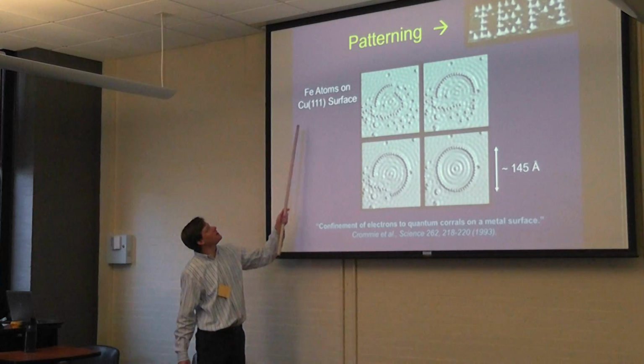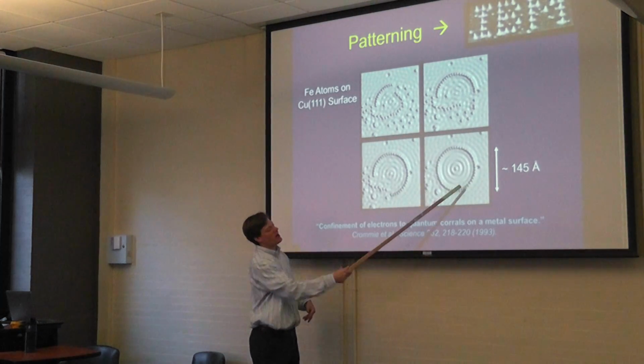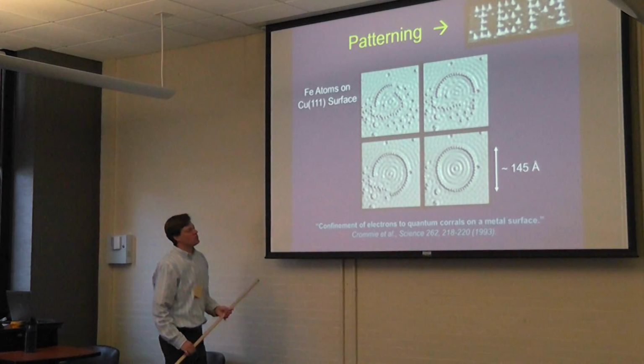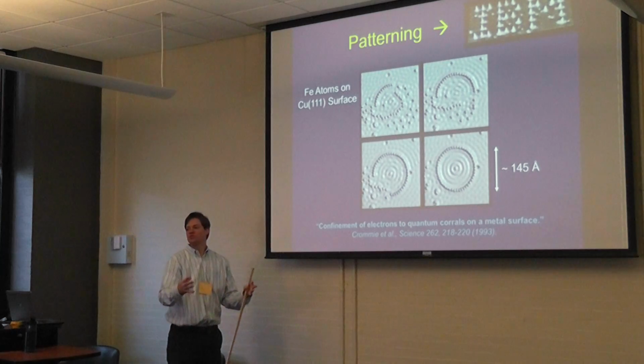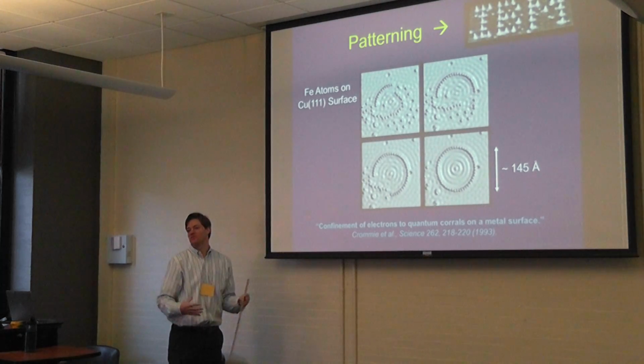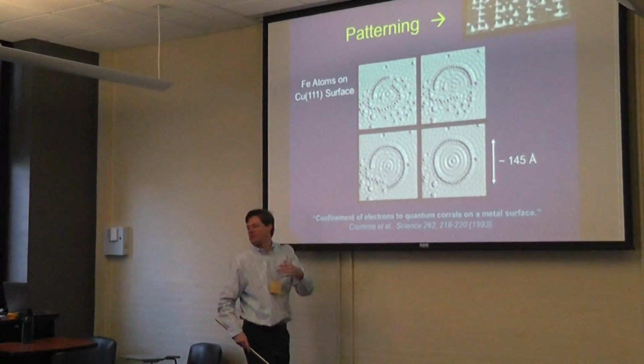So this is moving iron atoms on a copper surface. They just made a circle of the iron atoms, and they called it a quantum corral. What they're doing was corralling electrons in that circle. And again, what you see are these ripples showing that you have electron waves.